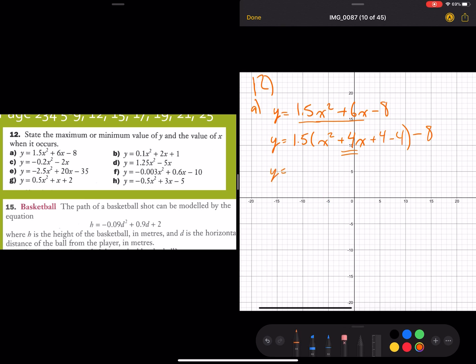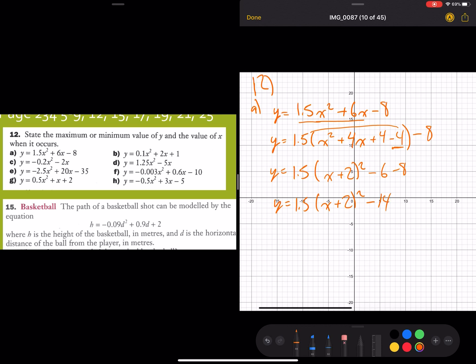What's our next step? Same as always. That, by the way, is a perfect square, x plus 2 squared. And this minus 4, to bring it outside the brackets, we have to multiply it by 1.5. Minus 1.5 times 4 is minus 6, minus 8. Y equals 1.5 times x plus 2 squared minus 14.